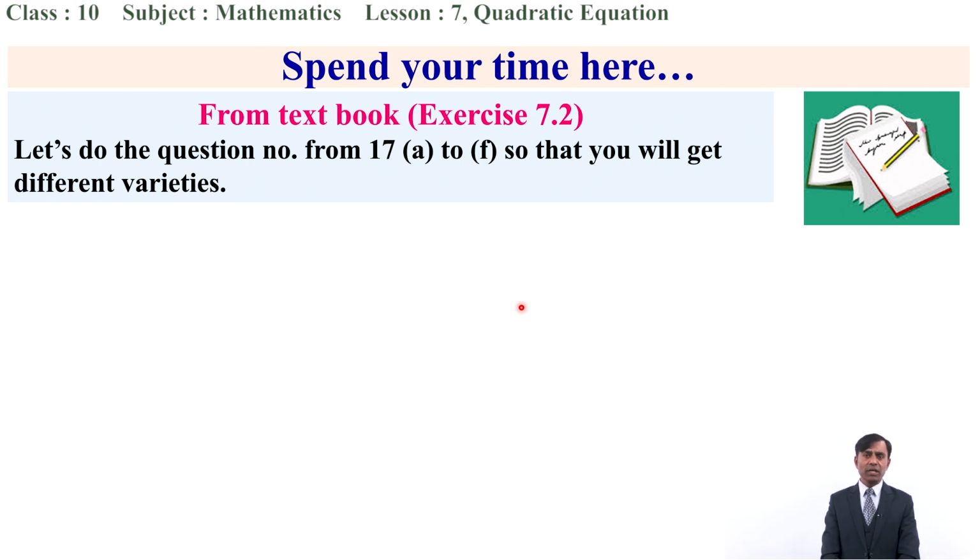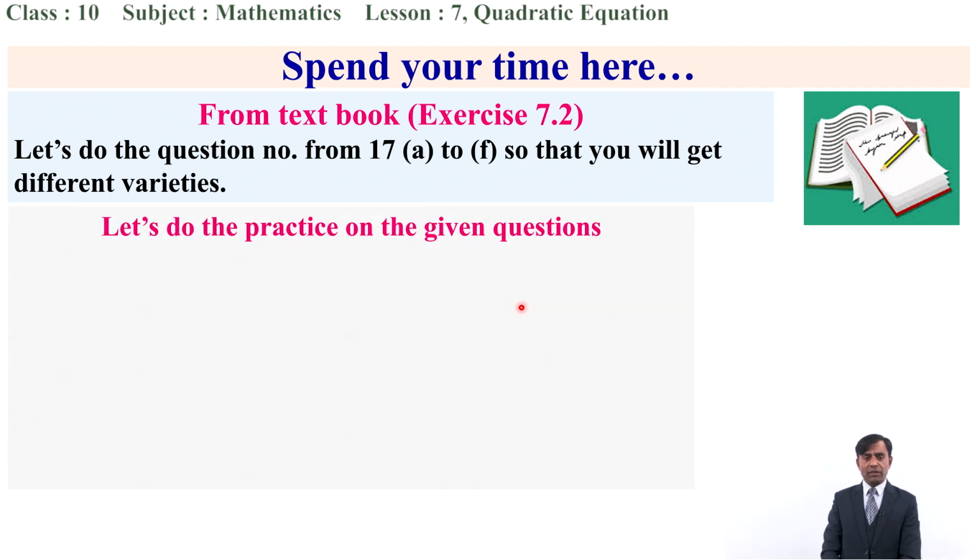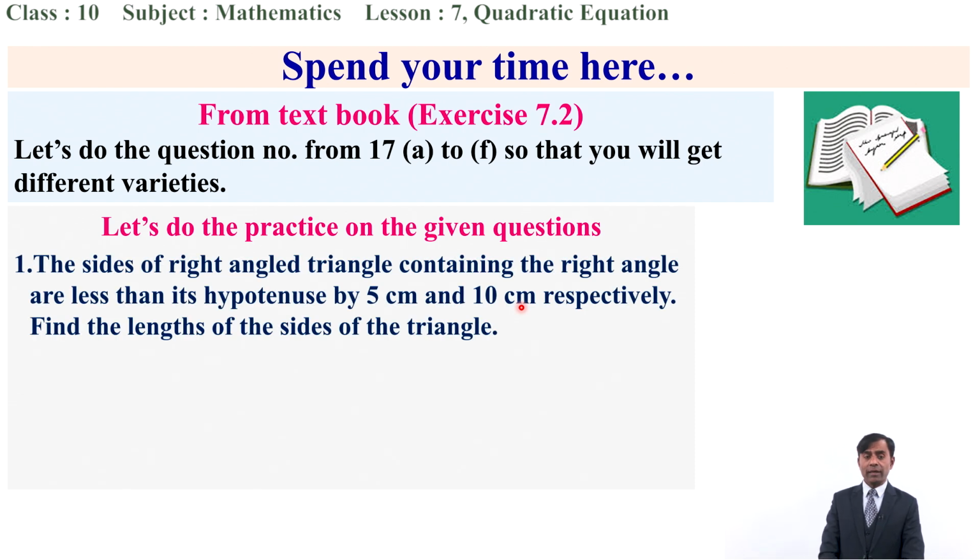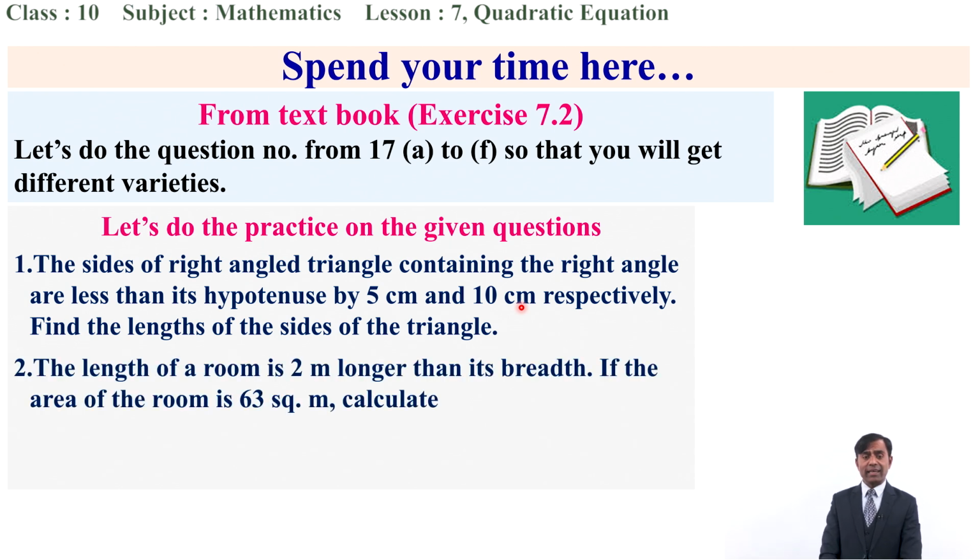In question 17, A to F, the questions belong to the right angle triangle, rectangle and square. Let's solve these questions from our textbook so that I hope you can solve them from this class. After this, even these questions may not be sufficient. If you want to do more questions, please go through these. Question number 1 is about a right angle triangle.